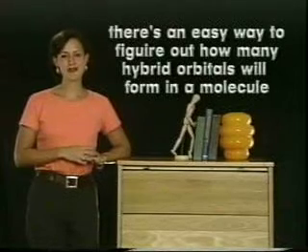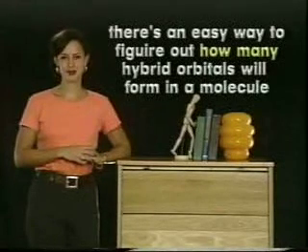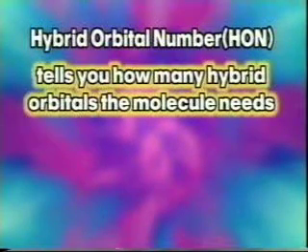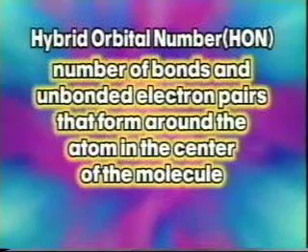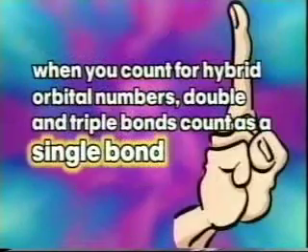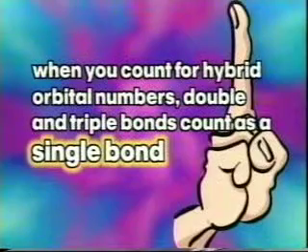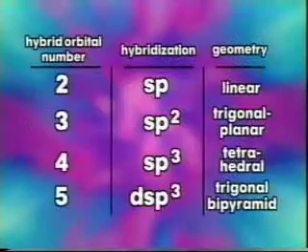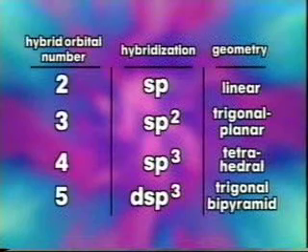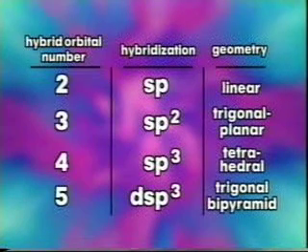Conveniently, there's an easy way to figure out how many hybrid orbitals will form in a molecule. A molecule's hybrid orbital number will tell you how many hybrid orbitals the molecule needs. The hybrid orbital number is the number of bonds and unbonded electron pairs that form around the atom in the center of the molecule. When you count bonds for hybrid orbital numbers, double and triple bonds count as a single bond. This chart will tell you how the orbitals will hybridize based on the hybrid orbital number.